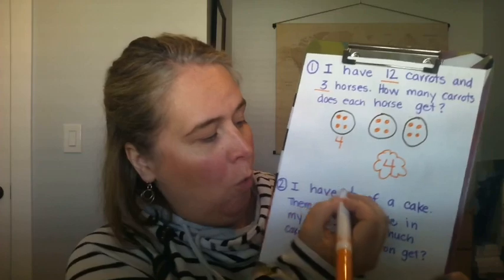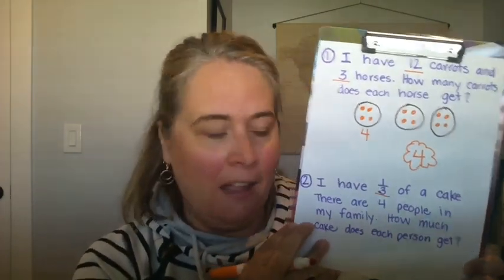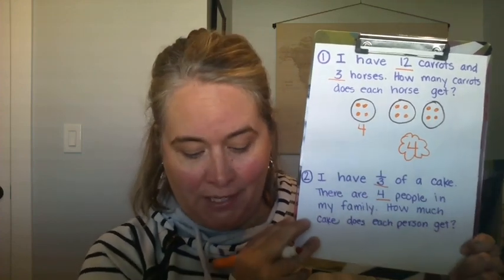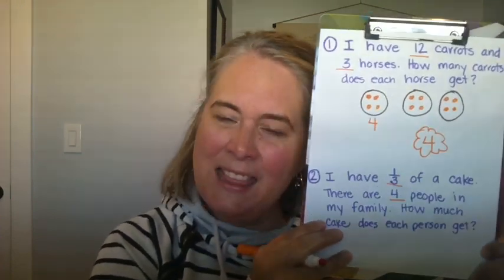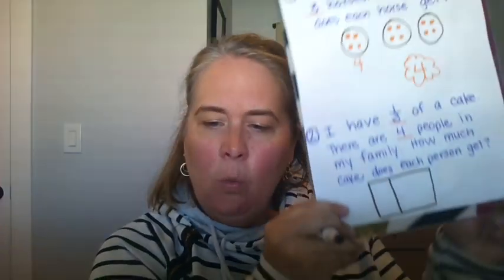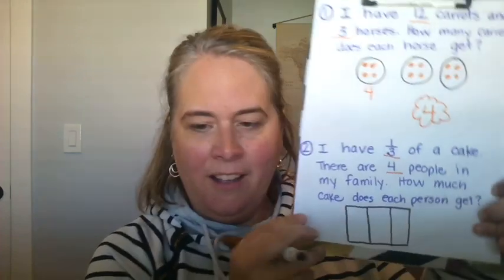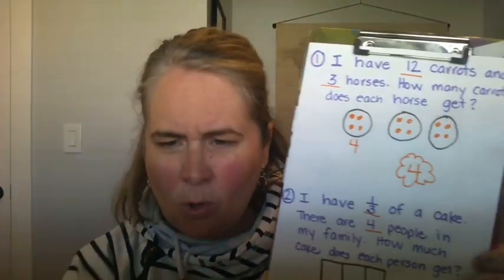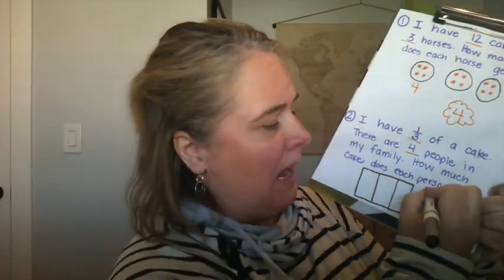I have 1/3 of a cake. There are 4 people in my family. How much does each person get? Again, I can think about what I know and how I can do that. So if I'm going to draw a big sheet cake here. And I know I have 1/3 of that cake. So I have 1/3 of my cake. 1/3 is my dividend.